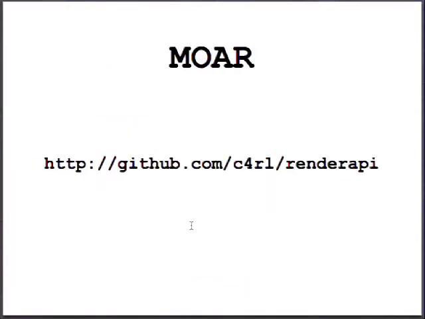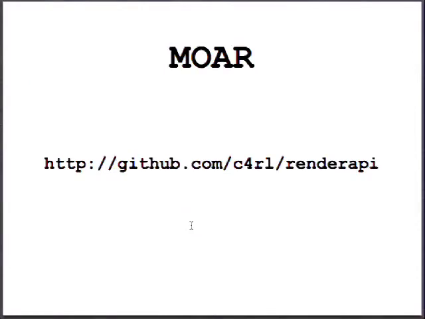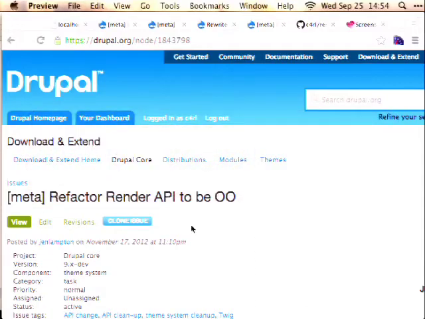Okay, so the rest of this I think goes into render API, but the idea is that, for example, in node module you have template preprocess node. That sets up the base variables for node.tpl.php. And then you have my theme preprocess node. Those are the decorators. And so we'll have decorator classes that go on this. So anyway, if you fire up your GitHub and go on over to github.com/c4rl/render-API, you can see some examples of this. I'll just show a little bit of the code, but then I think we should go into questions and stuff like that.